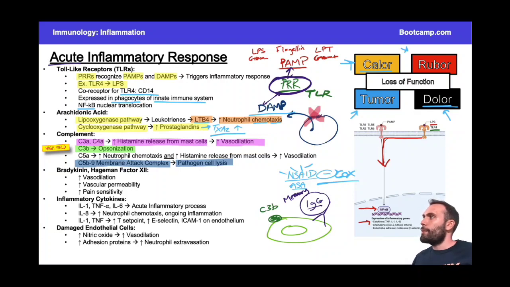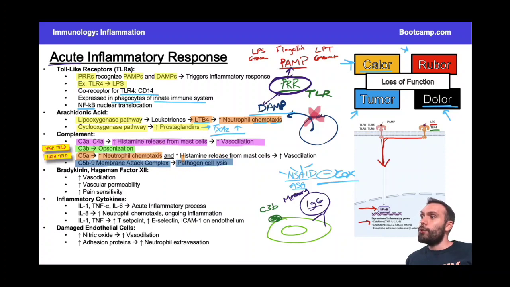Okay, now I said C3b is one of the most high yield things to remember here in the complement section. The other major thing you want to remember is going to be C5a. Now, C5a is important because it does a couple of things, but the big thing it does is it's going to cause neutrophil chemotaxis. And where did we hear about this? We heard about this with LTB4. So LTB4, C5a, remember I promised there are going to be three major chemotactic factors for neutrophils. C5a, LTB4, that's two of them. Okay, so we got two of them. We're going to get the other one as we keep going here.